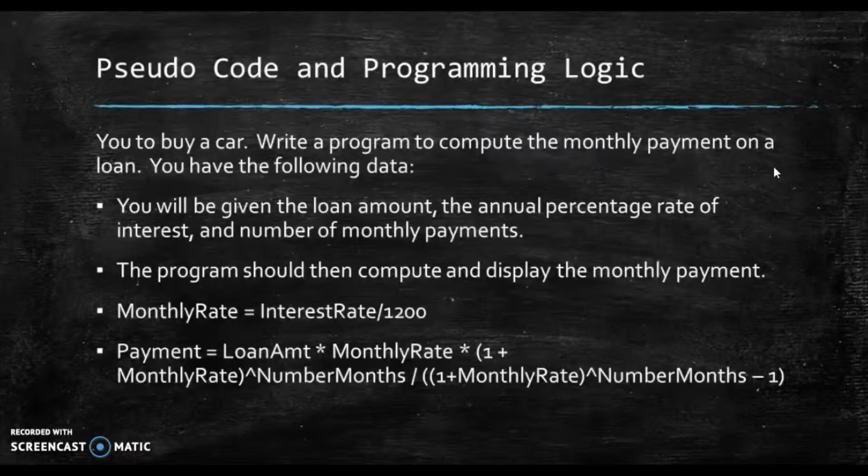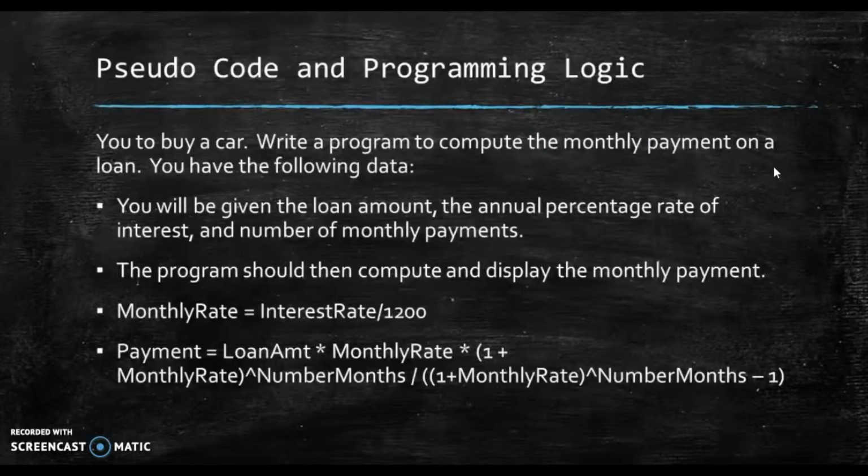We're going to start out with the pseudocode and then we'll go into Raptor and see what that looks like, so you can test out your logic and your flow and see if it's correct in the way a program should compute. So here's the information you're given. You're going to write a program to compute the monthly payment on a loan. The user will input the loan amount, the annual percentage rate, and the number of monthly payments. Then the program is going to compute and display the monthly payment based on the information they're given.